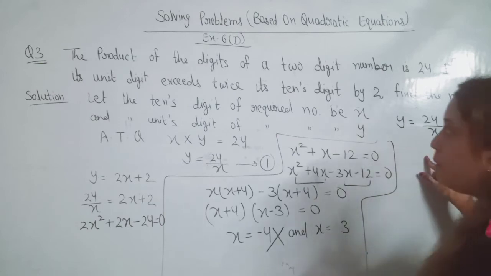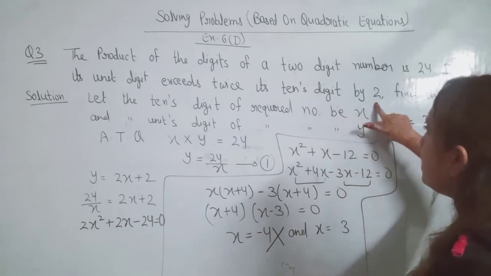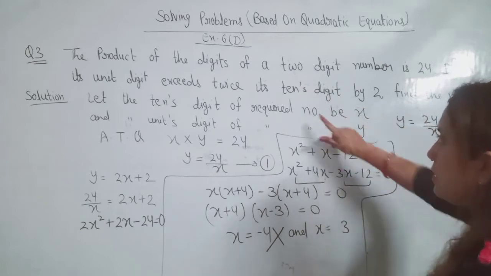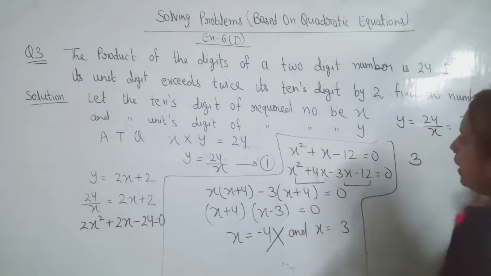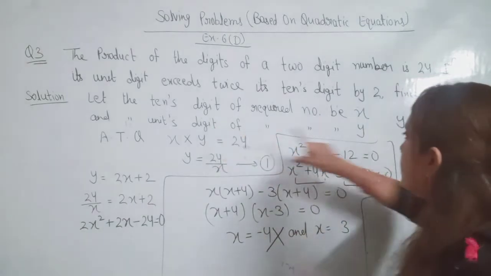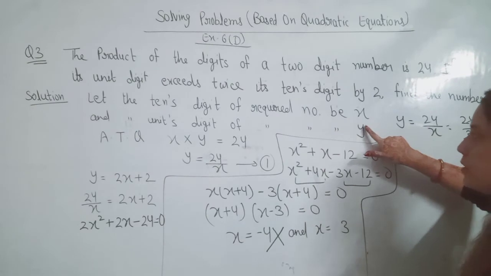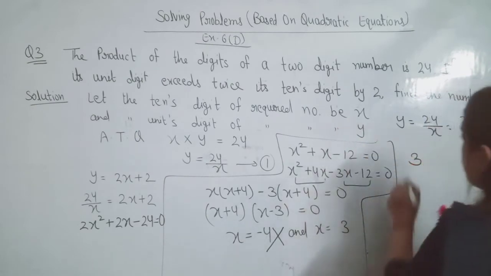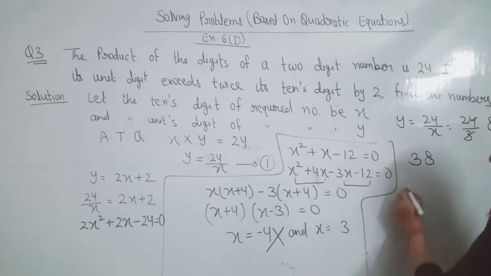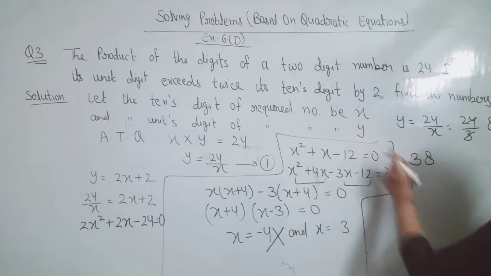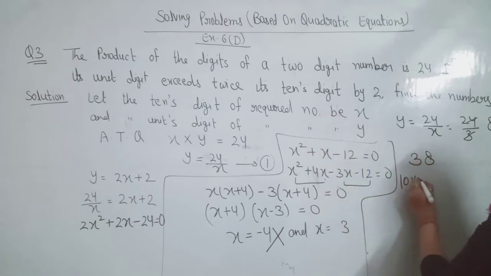Okay, so what will be the number? The tens digit is x, which is 3, and the unit digit is y, which is 8. So the number will be 38. How do we make a two digit number? 10 into the tens digit value plus the unit digit value.